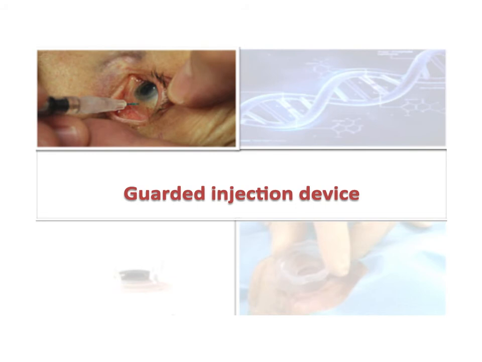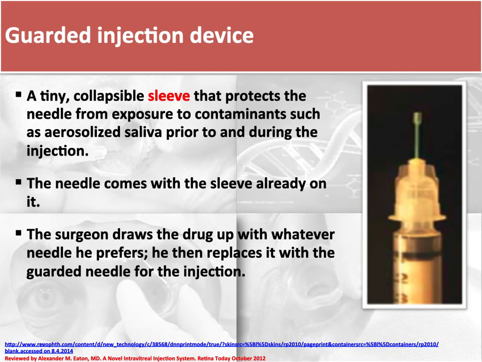Many devices were invented to lower the risk of endophthalmitis post-injections and to make the procedure much easier. Guarded injection device is a needle with a coating rubber sleeve that retracts and allows the hidden needle only to enter the sclera, thus avoiding needle contamination before entering the eye and lowering the incidence of any infection or endophthalmitis.